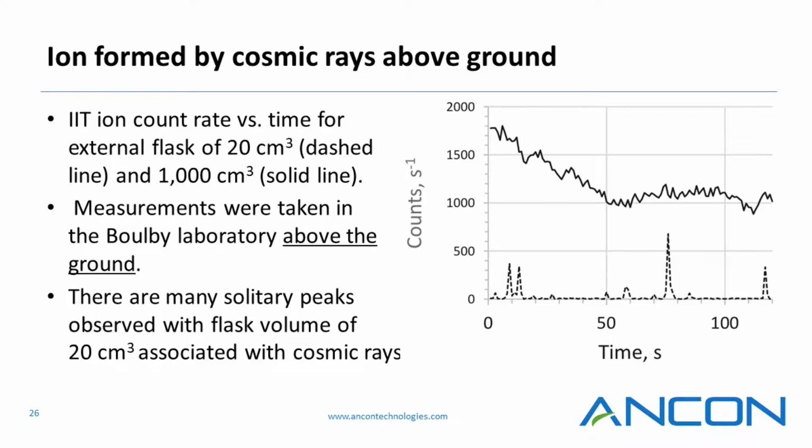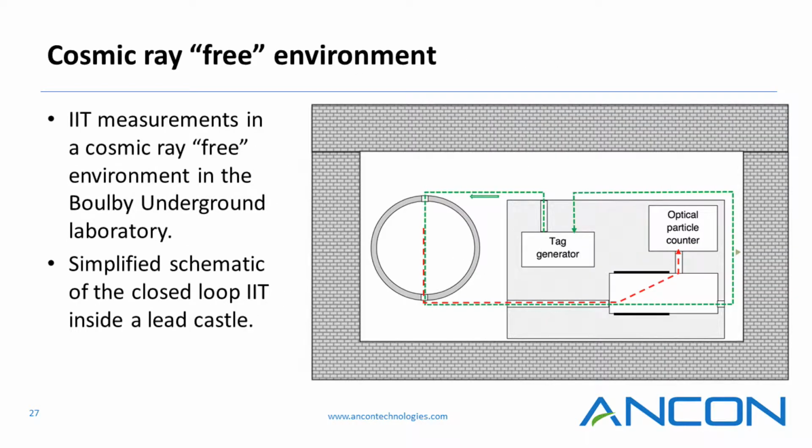This graph shows the IIT ion count rate against time for the use of external flask of volume 20 cubic centimeters, demonstrated by the dashed line, and 1000 cubic centimeters shown as the solid line. As you can see, there are many solitary peaks observed with flask volume of 20 cubic centimeters associated with cosmic rays. As comparison, the same IIT measurements were taken in a cosmic ray-free environment within the Boulby underground laboratory.